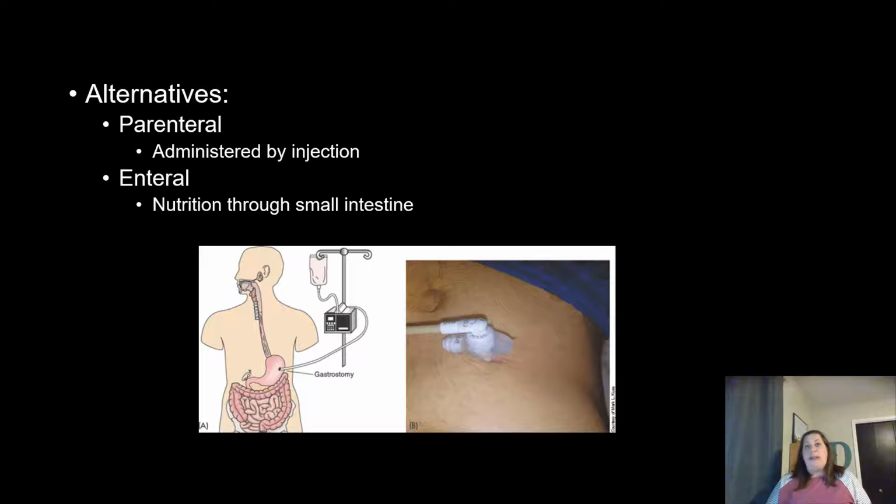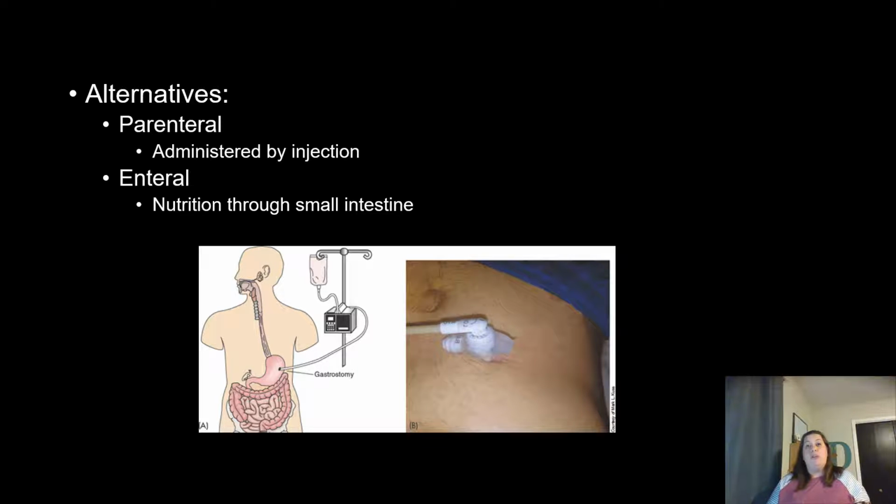These alternative ways of getting nutrients to the individual may include what we call parenteral. This is the administration of fluids or nutrients through injections, okay, so through some type of injection. This could be an IV. This could be through what we call total parenteral nutrition, or TPN, where you may have to get an IV in to get that TPN through your body. But those are normally kind of short-lived. They put the IV in, they give you what you need, and then we move on.